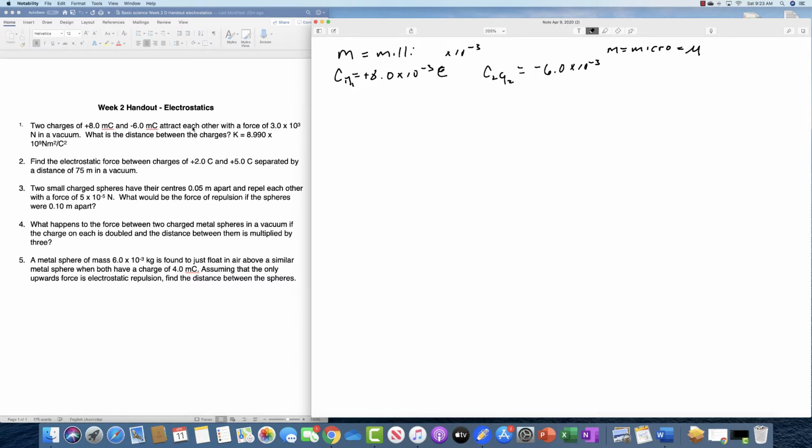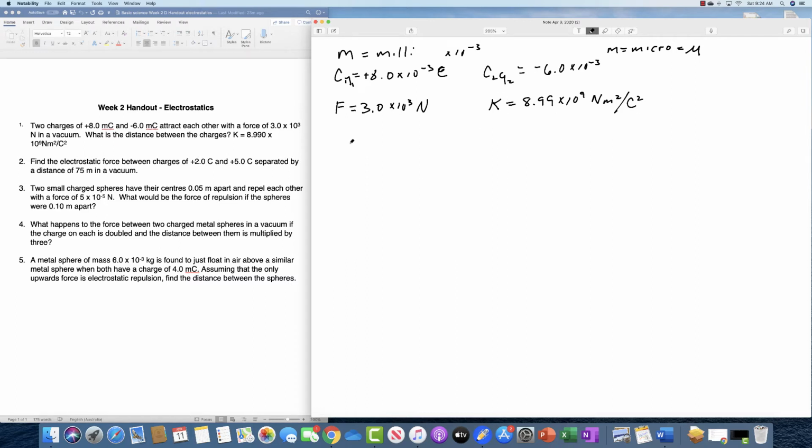But this says that these attract each other with a force of 3 times 10 to the third newtons. So F is equal to 3.0 times 10 to the third newtons. What is the distance between the charges? Okay, so, and we know that K is equal to 8.99 times 10 to the ninth newtons meter squared per coulomb squared, okay? So that's K.